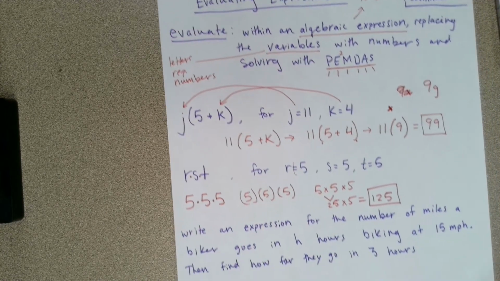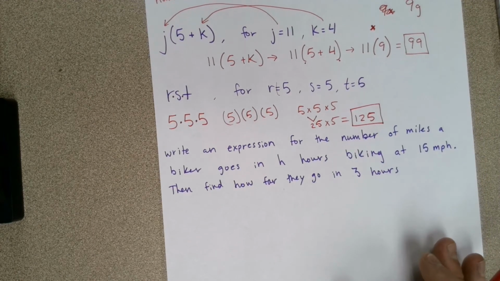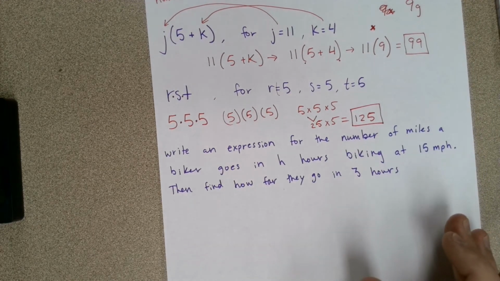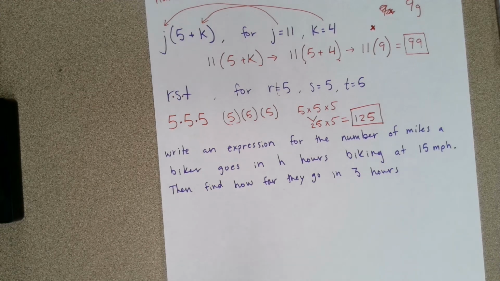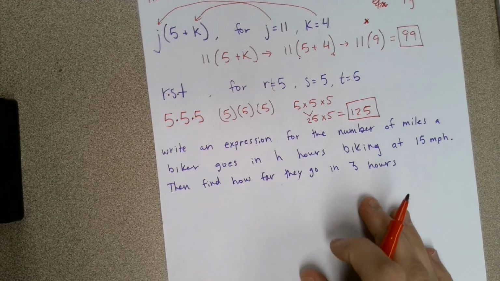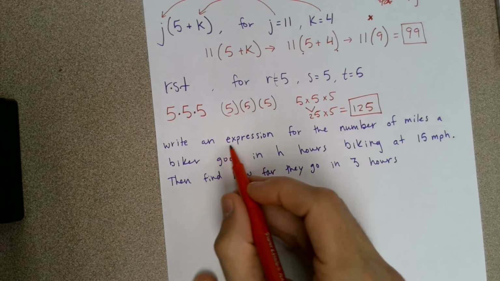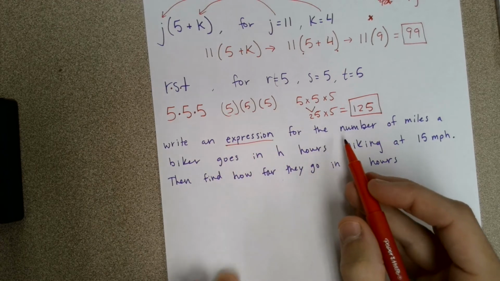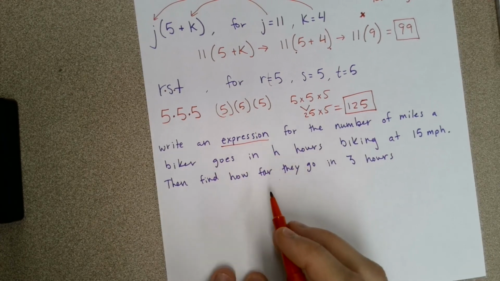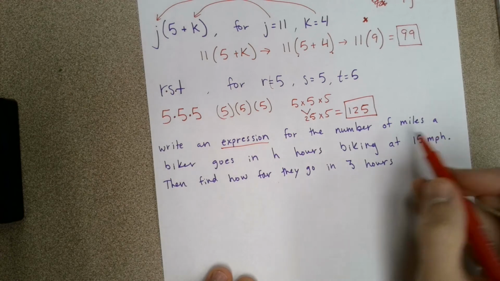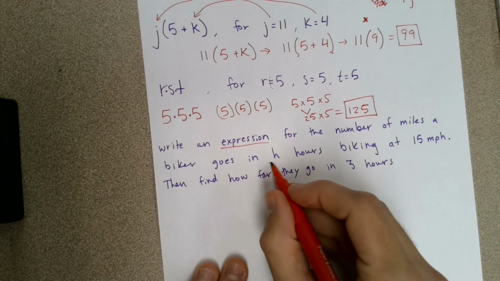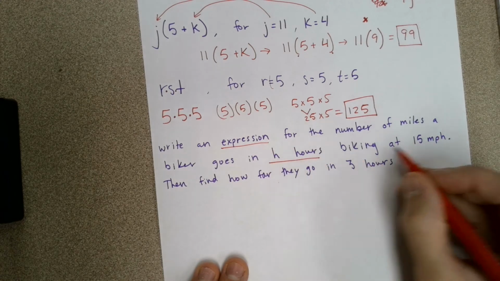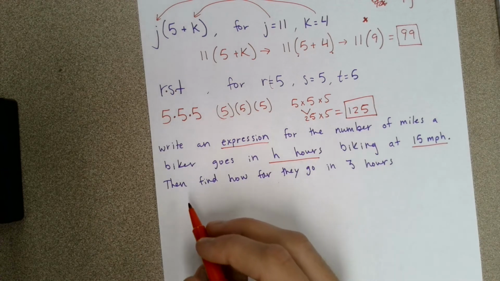All right, now we're on to our word problems. You're going to see one of these on your homework, I believe, maybe two. So we're going to do a problem that's pretty similar to it. So if you're getting stuck on your homework, this is the problem to look back on. All right, so we're going to write an expression for the number. I'm going to underline the words that I think might be key. For the number of miles a biker goes in H hours biking at 15 miles per hour.